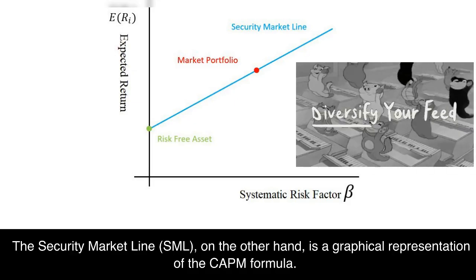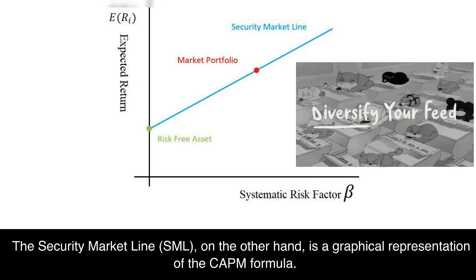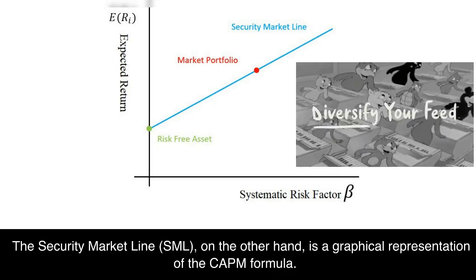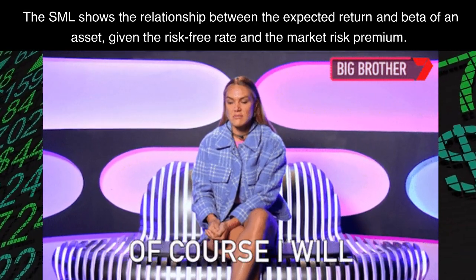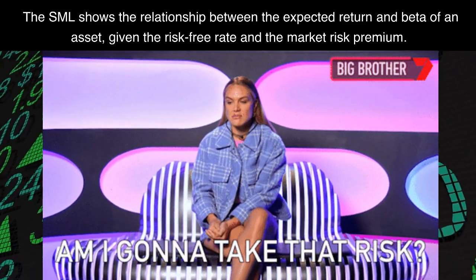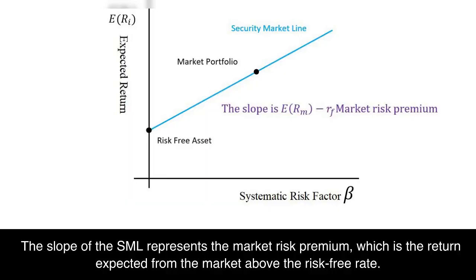The security market line, SML, on the other hand, is a graphical representation of the CAPM formula. The SML shows the relationship between the expected return and beta of an asset, given the risk-free rate and the market risk premium. The slope of the SML represents the market risk premium, which is the return expected from the market above the risk-free rate.